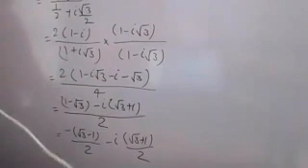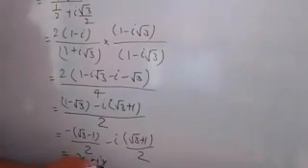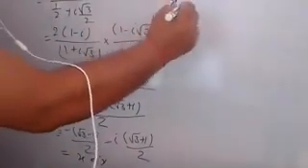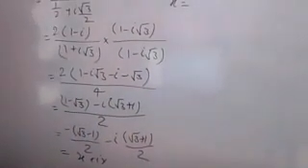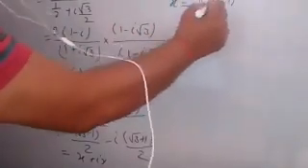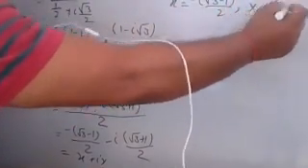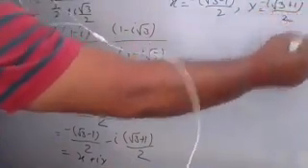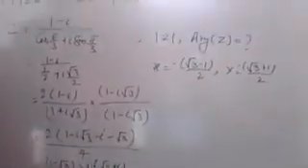Now compare it. If you are comparing, that is equal to x plus iy. So the value of x is given as minus times of root 3 minus 1 by 2, and y is equal to minus times of root 3 plus 1 by 2. So here x and y both are negative.